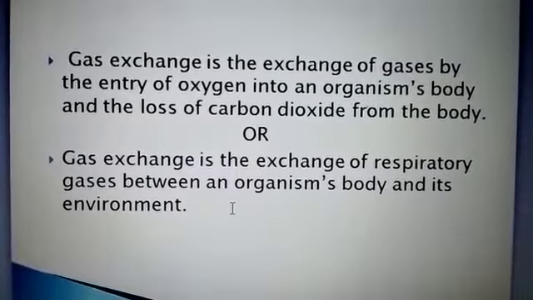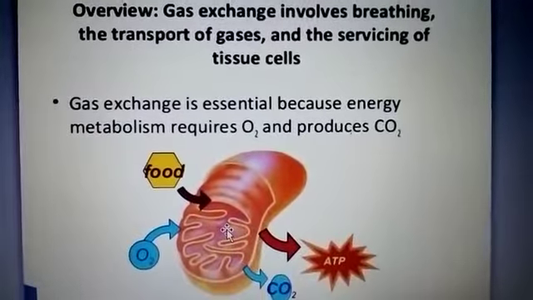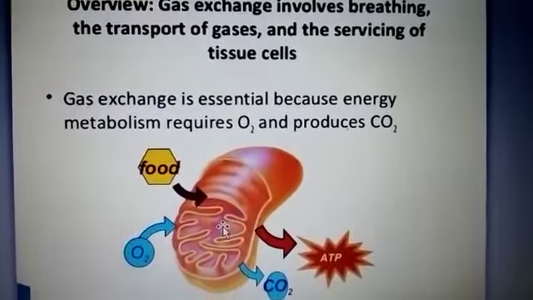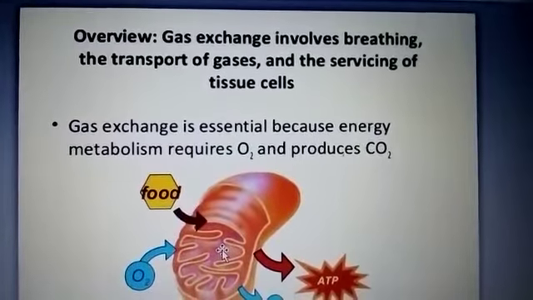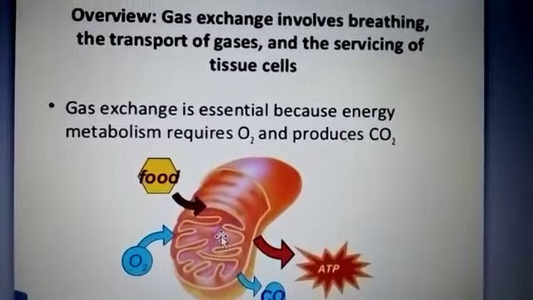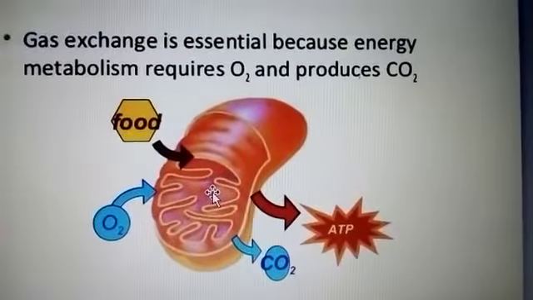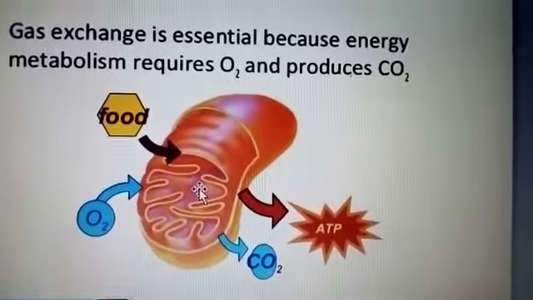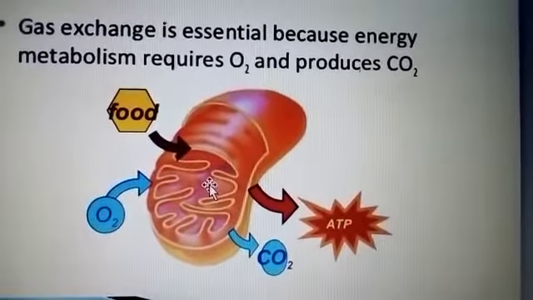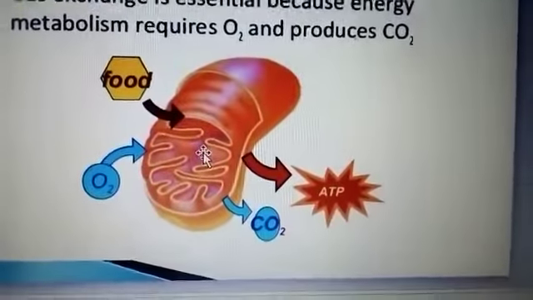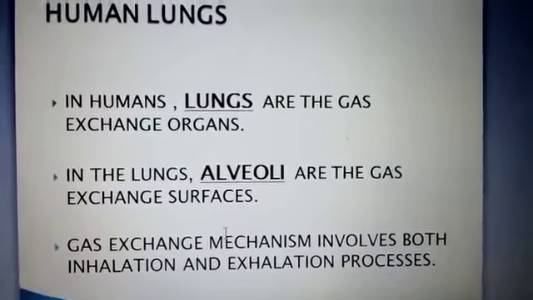So, what are the respiratory gases? Oxygen and carbon dioxide, right? So, exchange of oxygen and carbon dioxide between an organism's body and its environment. Gas exchange involves breathing, the transport of gases all over the body, and the servicing of the tissue cells. Here comes the picture along with the mitochondria. Mitochondria, or the respiratory site in a cell, produces ATP, or the energy molecules, with the help of oxygen and food. And it releases carbon dioxide as the waste gas. The total process we are calling respiration, right?